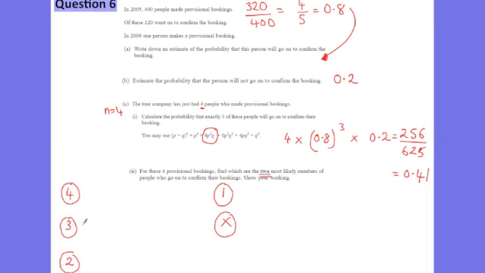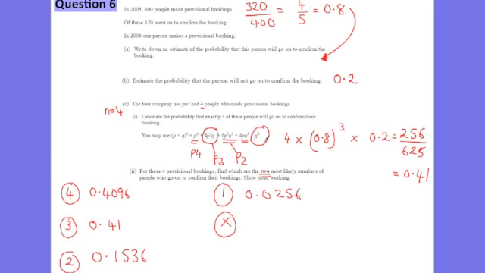We've already worked out the probability for 3 of them confirming in the previous question, 0.41. Probability of 4 is 0.4096, just this part. This is the probability for 4. This is the probability for 3. This is the probability for 2, substituting in your values, you will get 0.1536. This is for 1, 0.0256. And lastly, for no one, all of them not confirming, the probability is 0.0016.